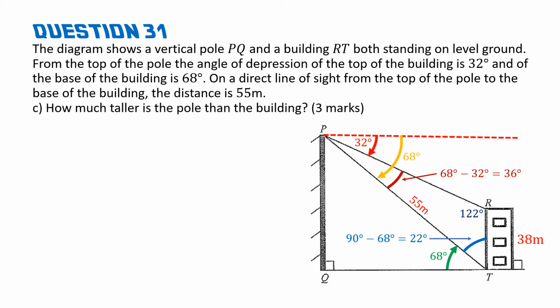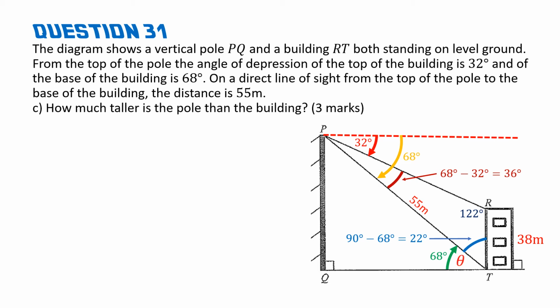Part C then is how much taller is the pole than the building? Well, what we're going to need to work out is the height of our pole. So if we look at our pole there, it makes a nice 90-degree angle with the ground, and then we've got that 68 degrees coming up from the ground. So what we've got then is the hypotenuse of that triangle is 55 meters, and we've got an angle of 68. So we can just use one of our trig ratios.